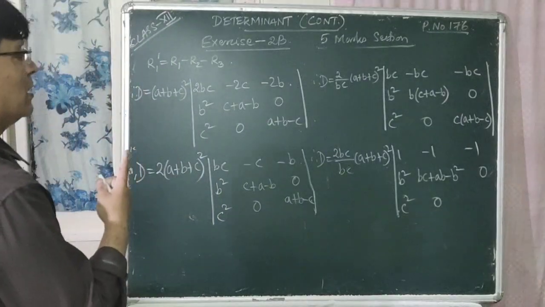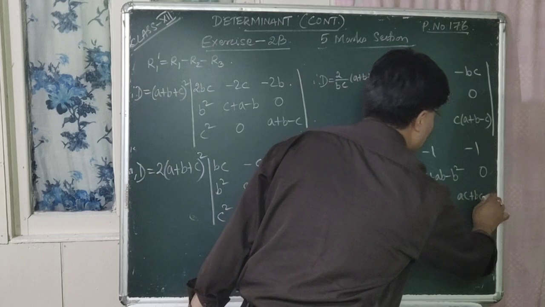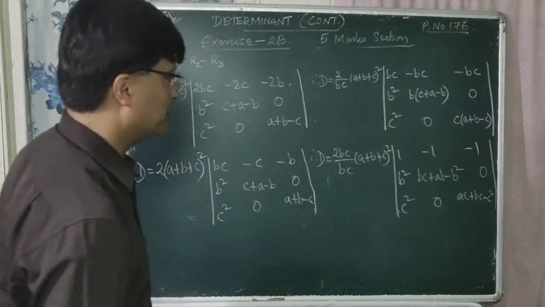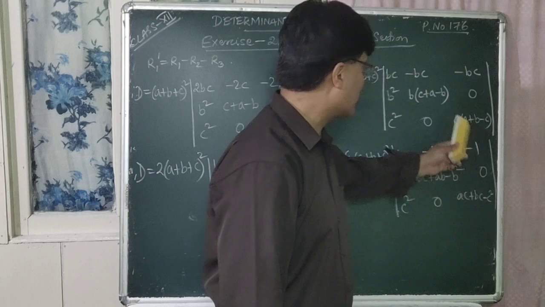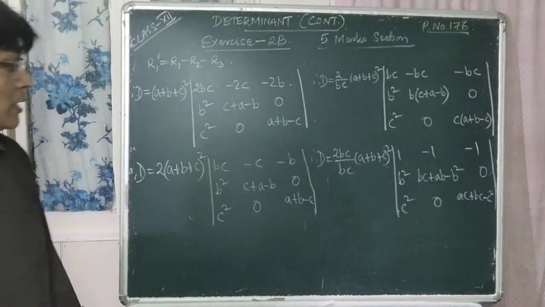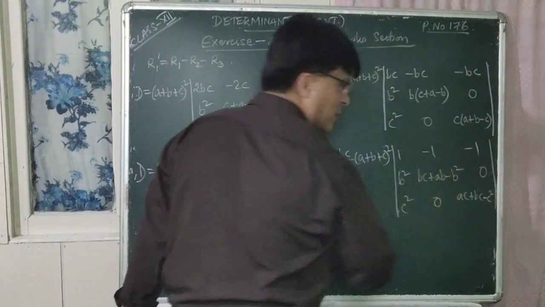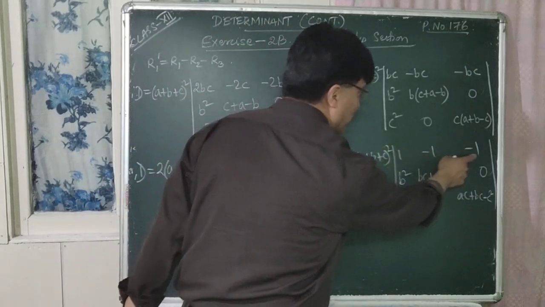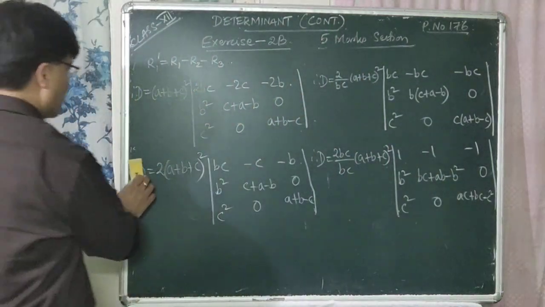Next one is multiplied by c: AC plus BC minus c square. Here it is multiplied by c, AC plus BC minus c square. Here it is multiplied by b, that is BC plus AB minus b square. Is that right? Now again you can use the property, because this is minus 1, minus 1. If it is added to the first column, minus 1 plus 1 will be 0, and here also 0. Okay, so let's use the property now.